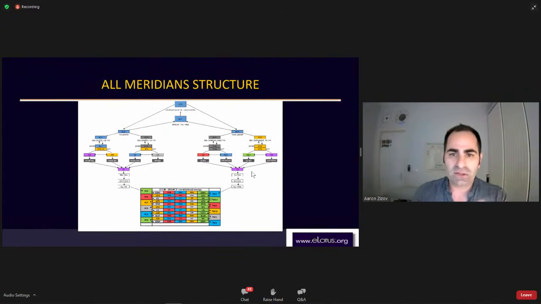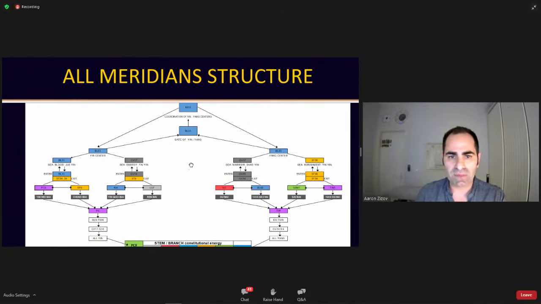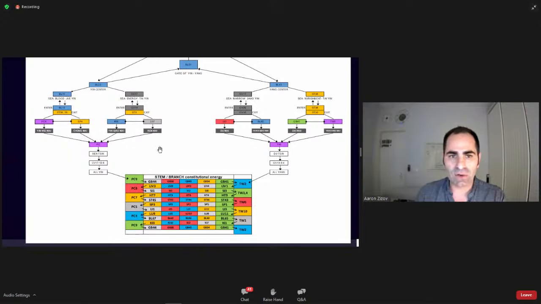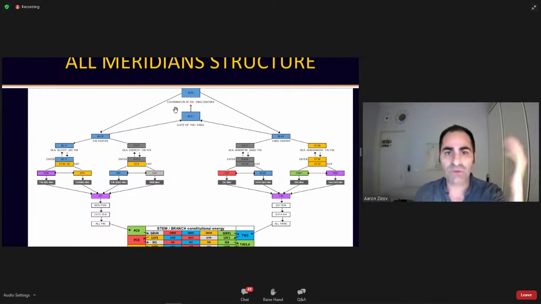When we look at the whole structure, and we'll go back to this basic structure more deeply today, we can see that everything is connected. If we go just to the lower part, we have the control and coordination of yin and yang. We have the gate of yin and yang, yin center, yang center on both sides, and each one of them divides into the 4 seas, which we can see. Maybe I'll just make a highlight.